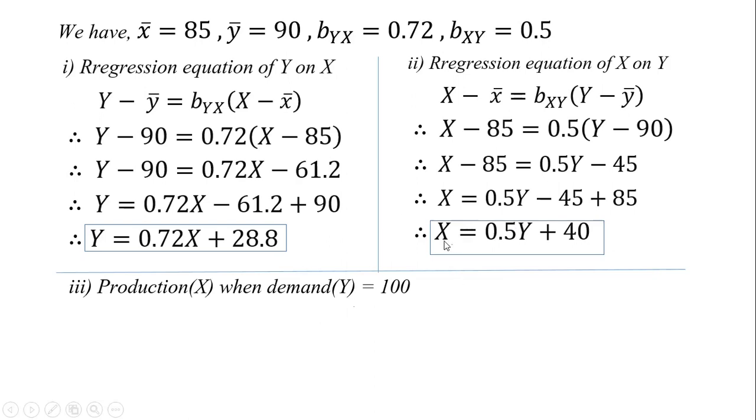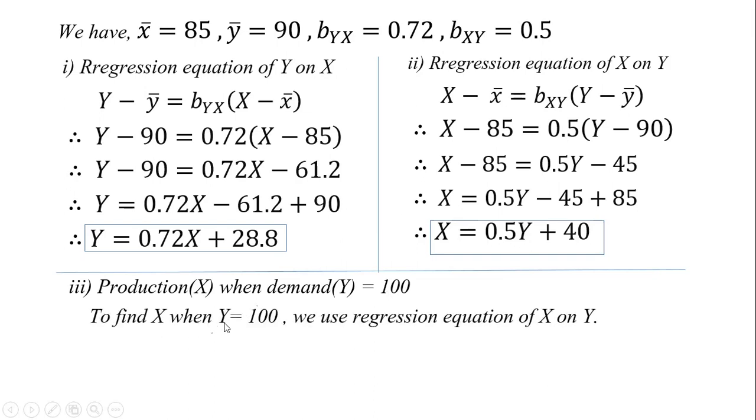Okay, so this regression equation of x on y is x is equal to 0.5y plus 40. We use this equation and we find value of x. Only we have to substitute y is equal to 100 in this equation and we get the required value of x. So to find x when y is equal to 100, we use the regression equation of x on y, and that equation is x is equal to 0.5y plus 40.